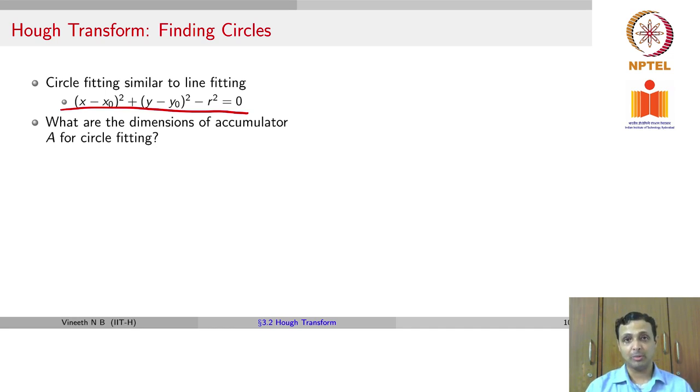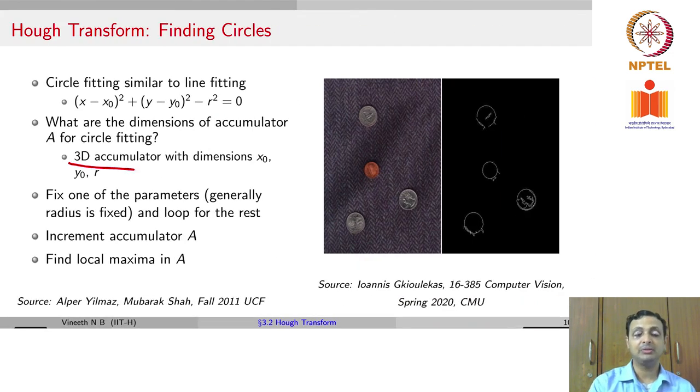What should be the dimensions of the accumulator? For a line, the accumulator was a 2D matrix. What would be the dimension of the accumulator for circle fitting? It would be a 3-dimensional accumulator where you have x naught, y naught, which corresponds to the center of the circle, and r, which corresponds to the radius of the circle. Those are the 3 parameters that each point is going to be voting for.